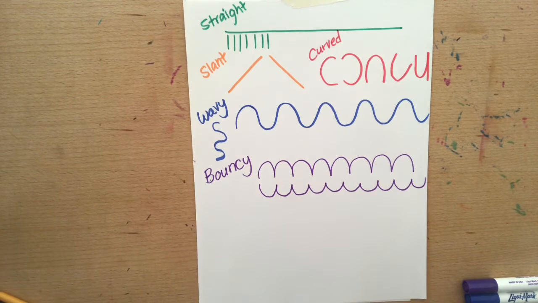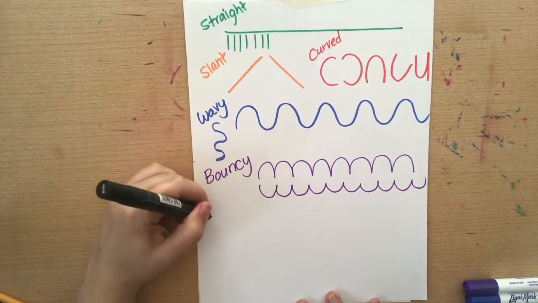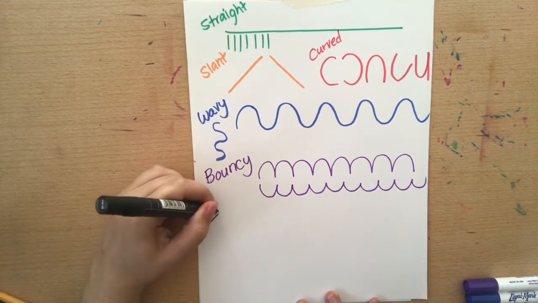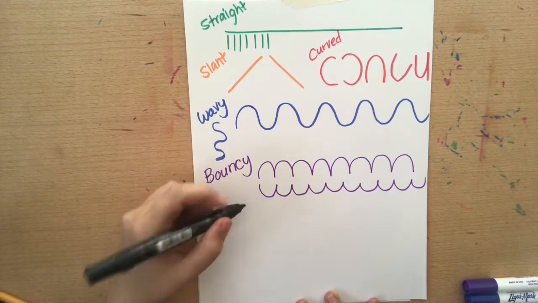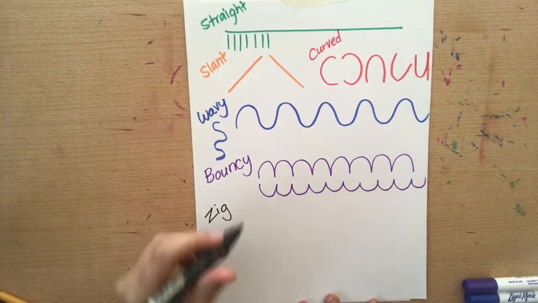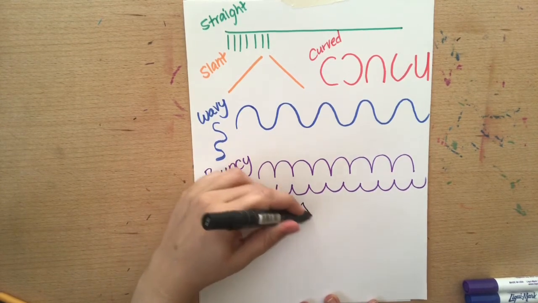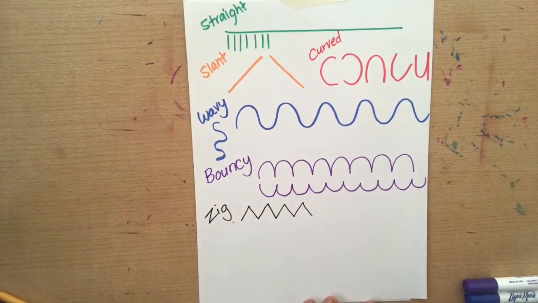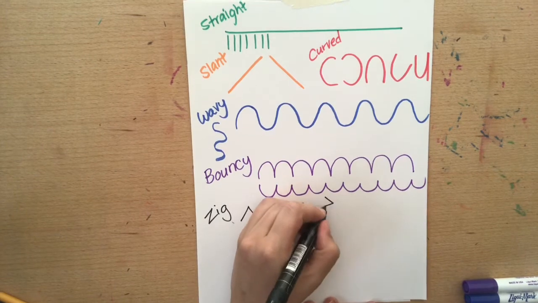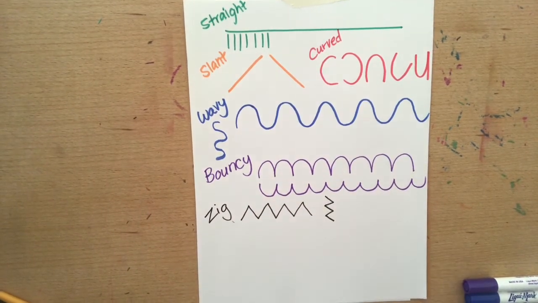Another line is one of my favorites. It is called a zigzag. I actually had to use a zigzag to make zigzag. And one way to think about it, it sort of looks like shark's teeth, monster's teeth, or it can look like lightning.